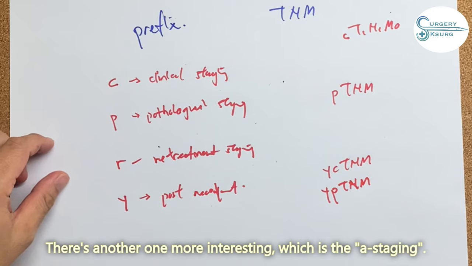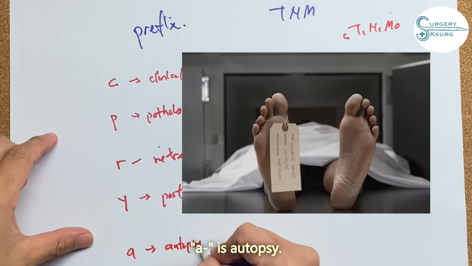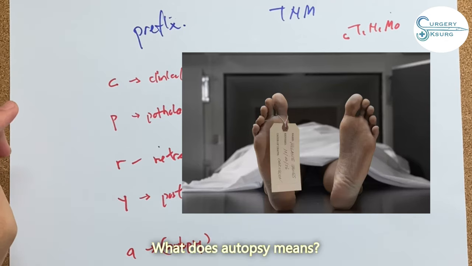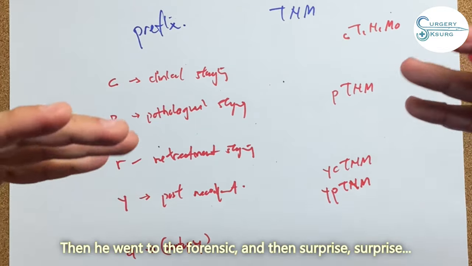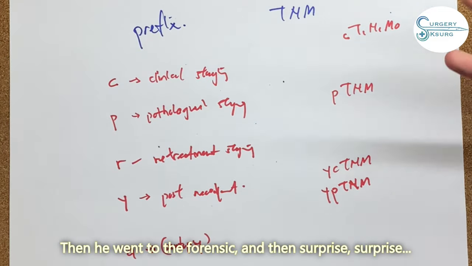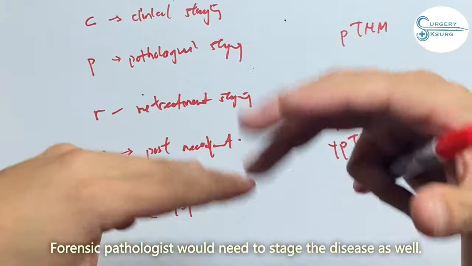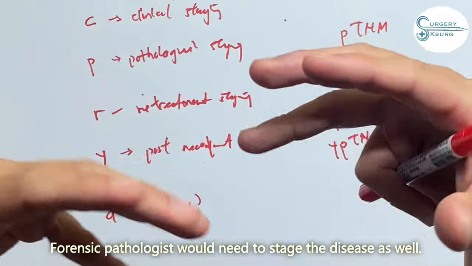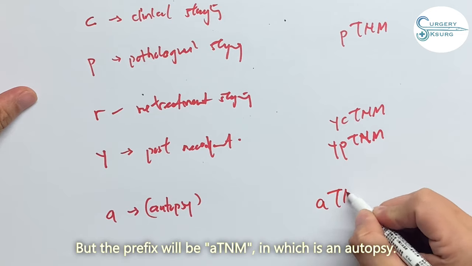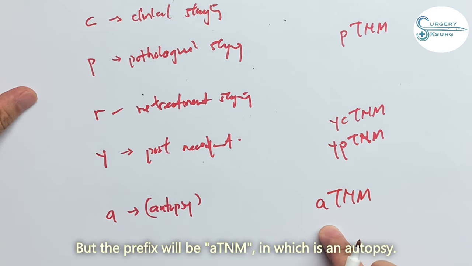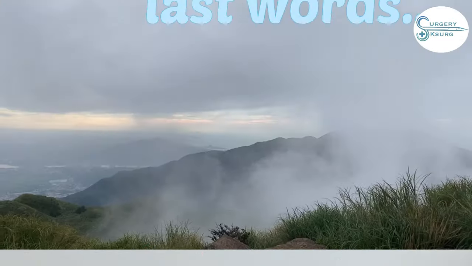There's one more very interesting one, which is the A staging. A is autopsy. What does autopsy mean? Suddenly a patient is brought in dead. Then we went for the forensic and surprise surprise, there is a tumor inside the body. Forensic pathologists will need to stage the disease as well, but the prefix will be ATNM, which is an autopsy staging. Why do you need this? For documentation.